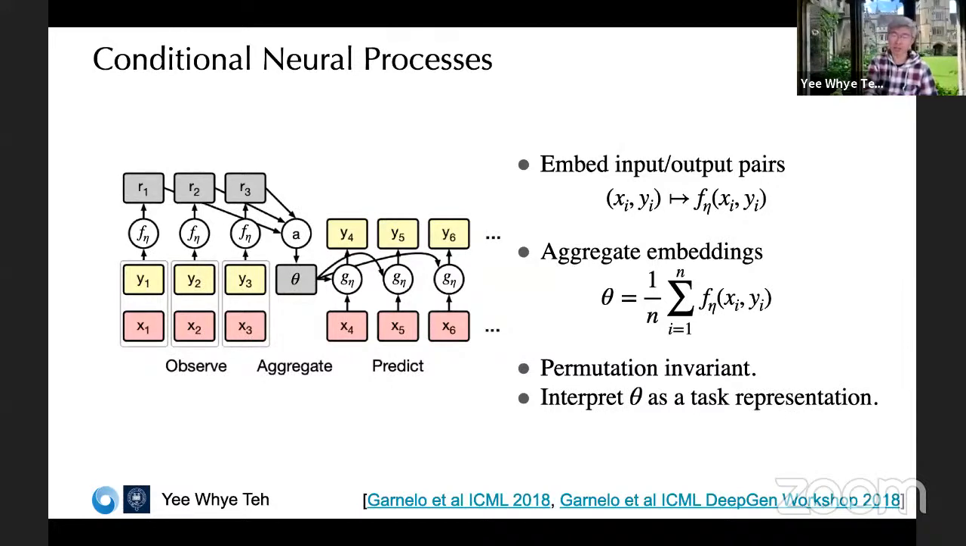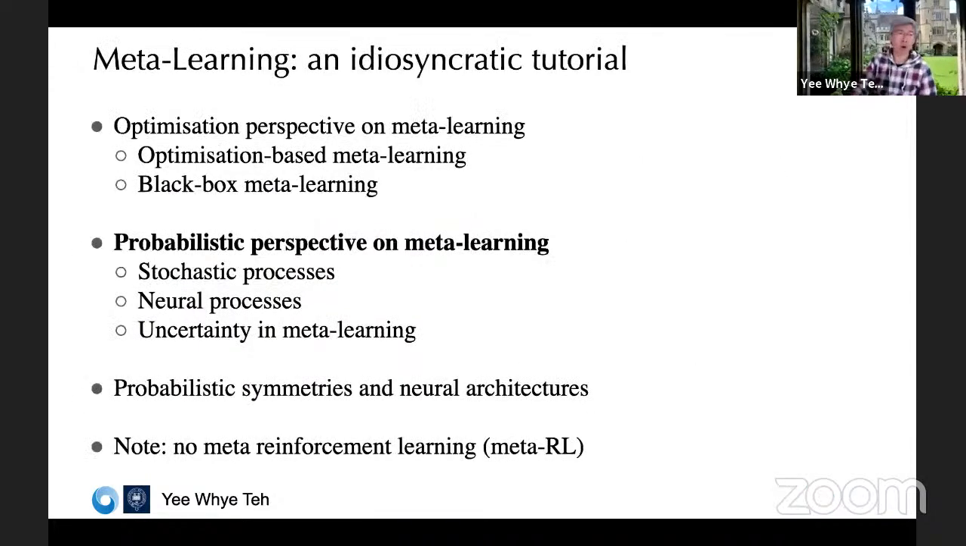But we call this thing a neural process in reference to a stochastic process, okay? And so that makes the link between meta-learning and Bayesian nonparametrics. I'm not sure whether everybody here is familiar with stochastic processes, so I'd like to describe a bit what they are. So this section of the tutorial is gonna be talking about a probabilistic perspective on meta-learning. We're gonna first describe what stochastic processes and Bayesian nonparametrics are, and then I'll come back to this notion of a neural process, and then I'll end with some discussion of uncertainty in meta-learning.